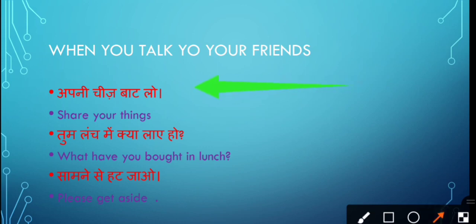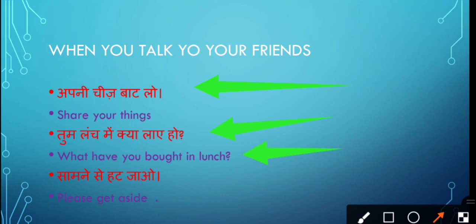apni cheez baat lo. Whenever you want someone to share their things with you or you want to share your thing with them, then you can say like share your things. Apni cheez baat lo, share your things. You can ask also like what have you brought in your lunch? Share your lunch. तुम lunch में क्या लाए हो? What have you brought in lunch?